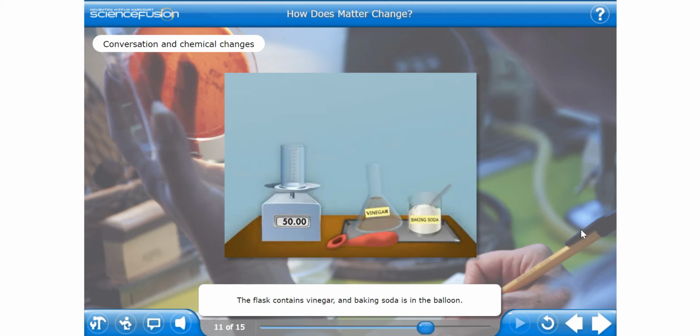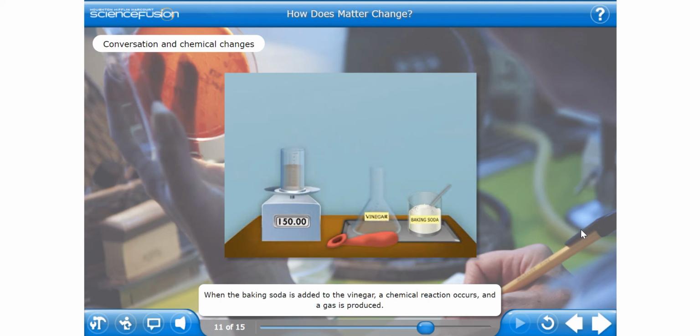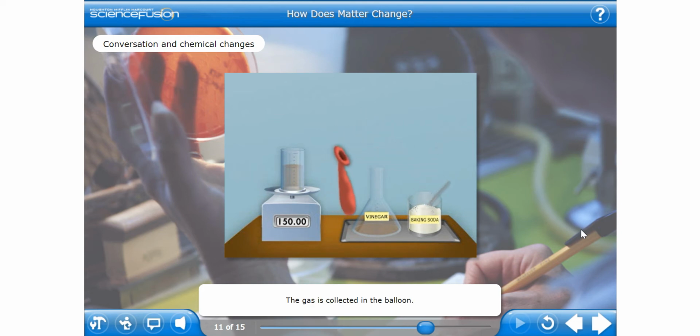The flask contains vinegar and baking soda is in the balloon. Observe the mass of the materials. When the baking soda is added to the vinegar, a chemical reaction occurs and a gas is produced. The gas is collected in the balloon. Observe the mass again. The total amount of matter hasn't changed.